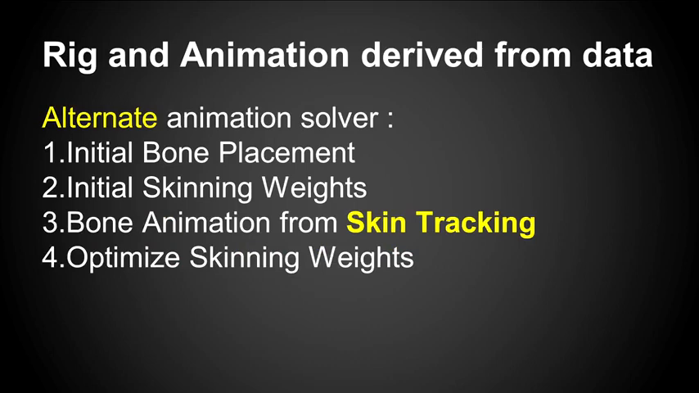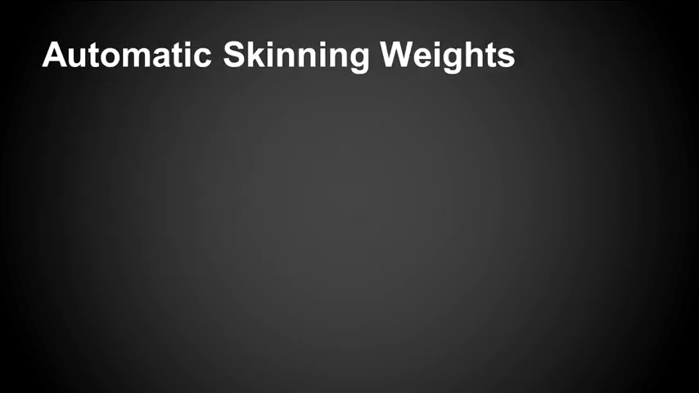A different way to do this is to use skin tracking for the bone animation, which means that the bone animation itself, including rotation and translation, will exactly come from the surface of the skin. If we do that, then we just need to optimize the skinning weights once, and it's in fact much faster. It's going to become clear in a few minutes why we need these 2 methods.